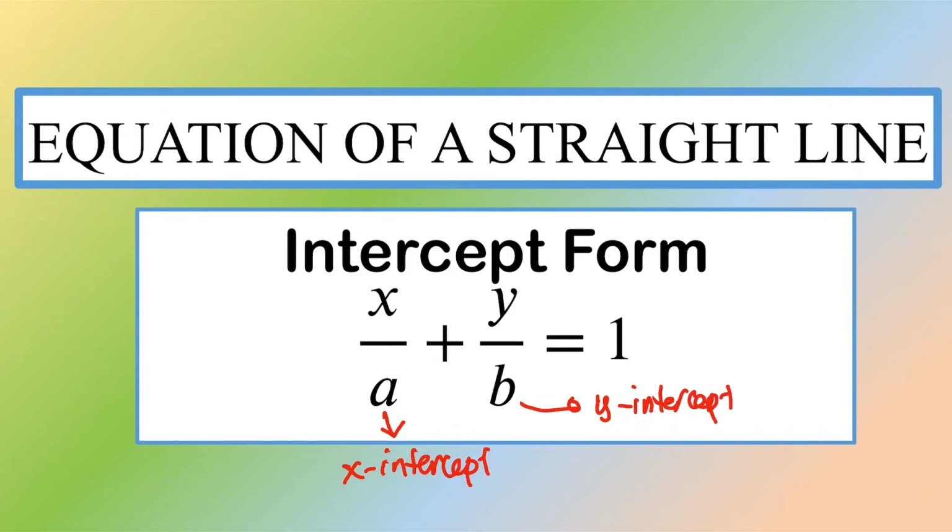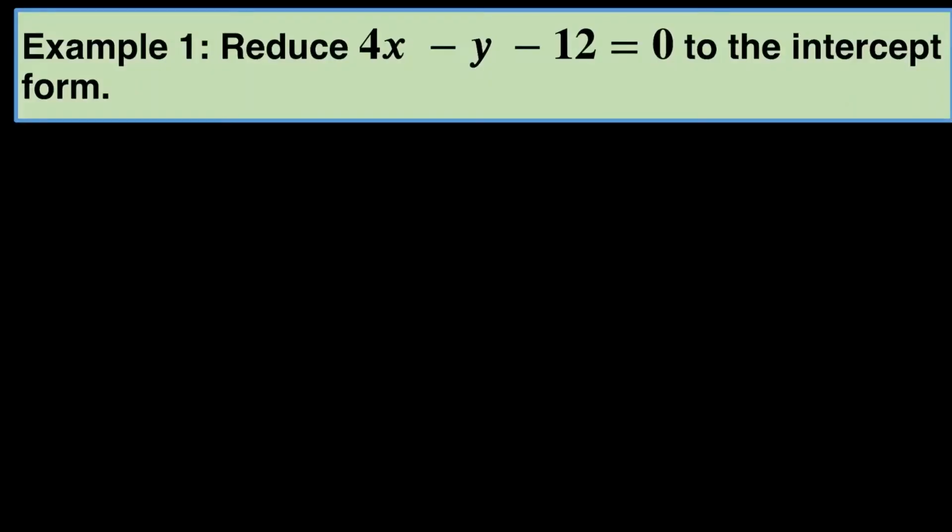Now let's try to have some examples here. Let's have the first one. Reduce 4x minus y minus 12 equals 0 to the intercept form. If you notice, 4x minus y minus 12 equals 0 is in general form, and so we're going to transform this into the intercept form.